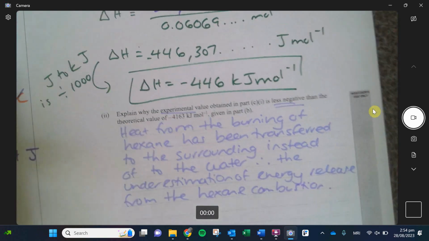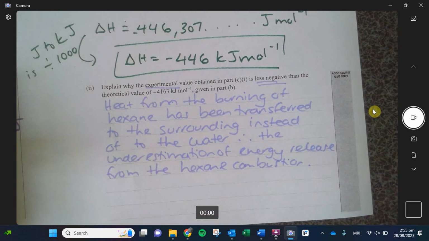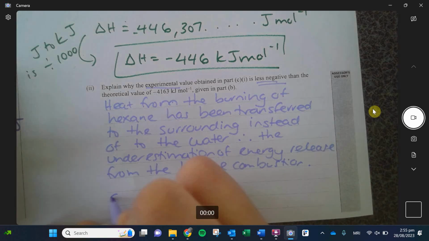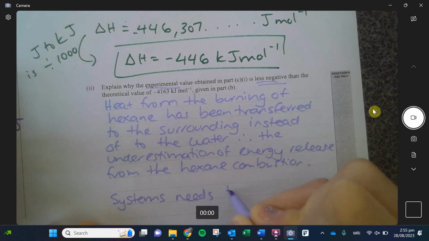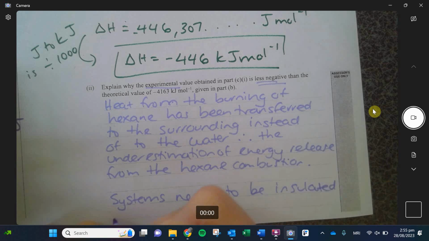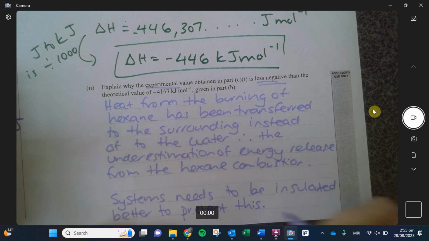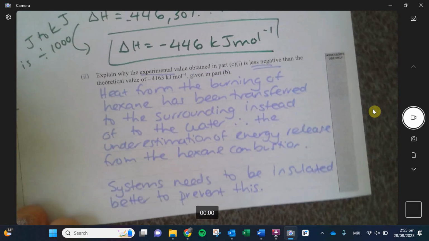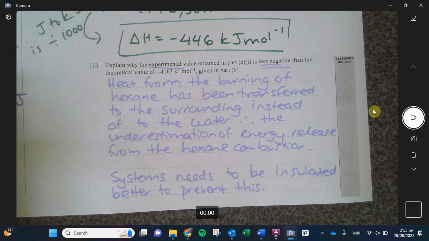So basically what we're thinking about is that I have lost the heat energy to the surroundings. So I need to insulate it better. So the system needs to be insulated better. If I insulated my system better, then more of that heat would be transferred to the water and I would get a more accurate measurement.